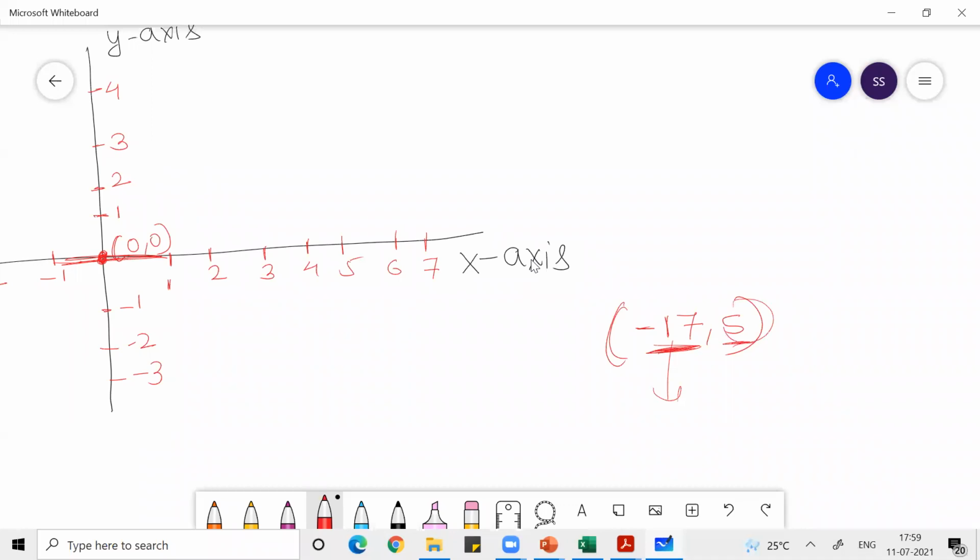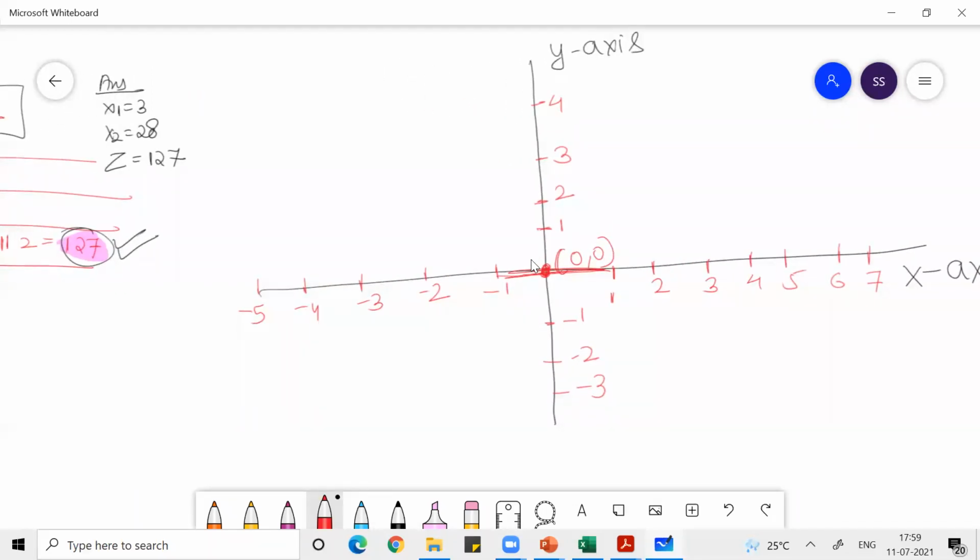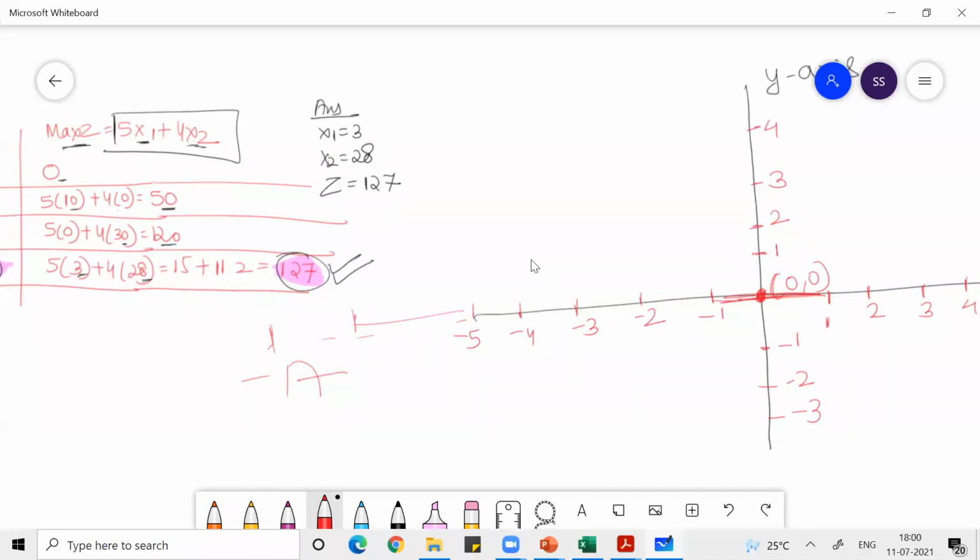So you need a negative value of x and a positive value of y. Here your x should be negative. You'll go here and see where minus 17 is. You take the negative value of x and the positive value of y. Where will this point lie? This point will lie at the intersection of these two values. Are you getting it? This is minus 17 comma 5.